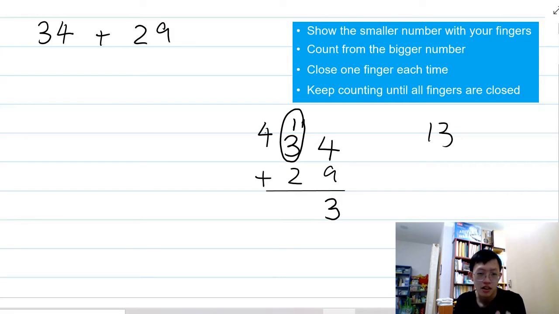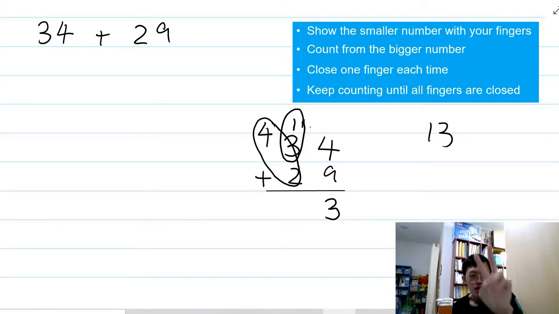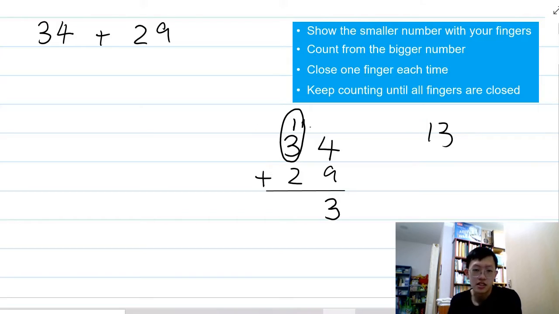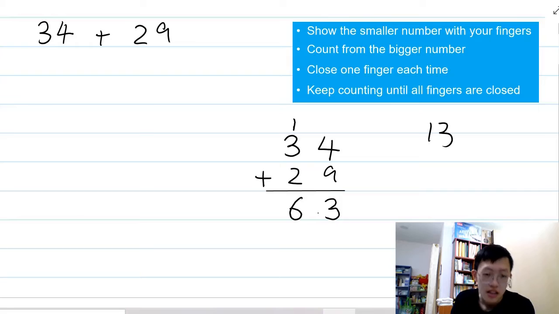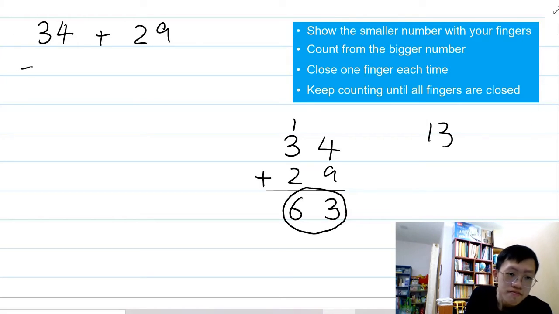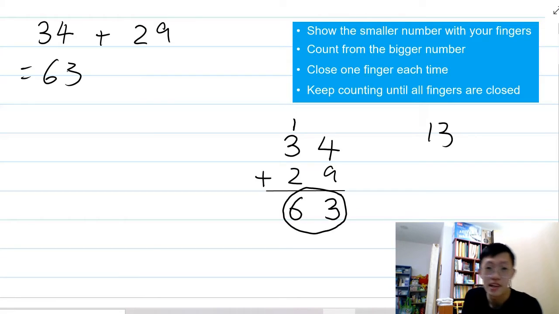Then we continue. 4 plus 2. So how to do 4 plus 2? You just show 2 in our hands, then we count. 4, 5, 6. Okay, so the answer here is 6. Finally, we got our answer. 63. Okay?